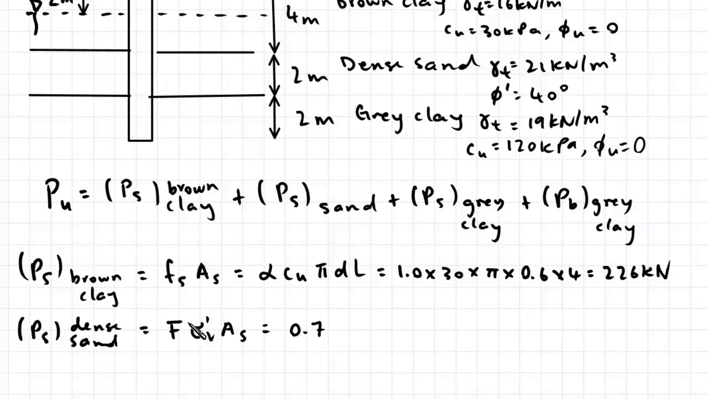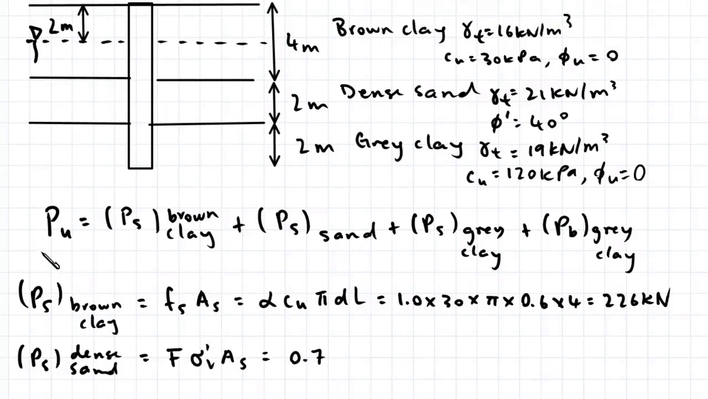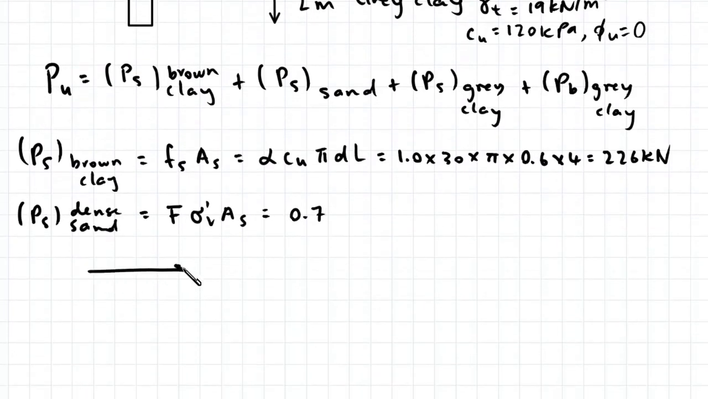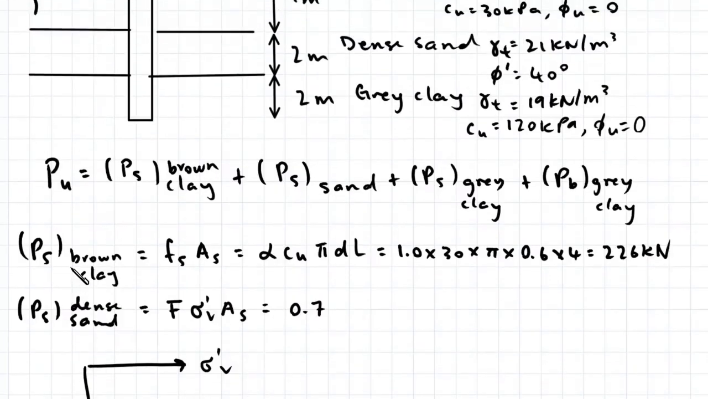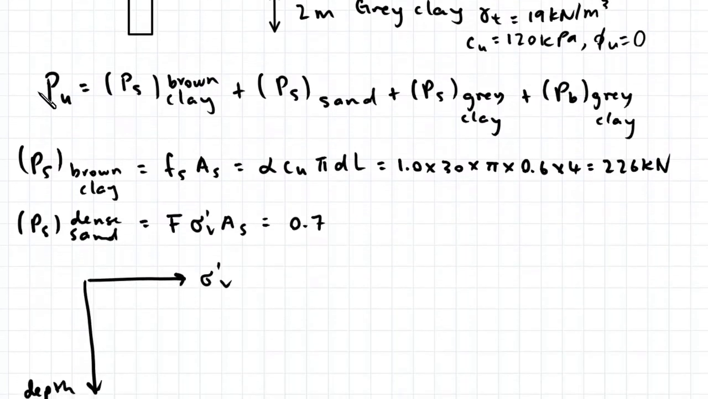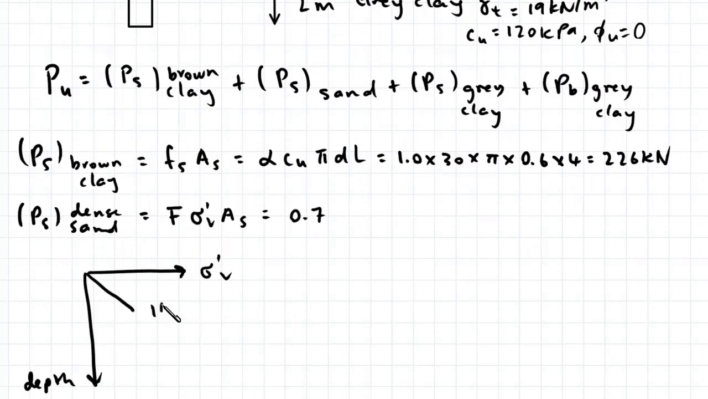Now to find the overburden pressure within the dense sand, we need to draw a quick diagram. I have an axis here of overburden pressure versus vertical depth. The vertical pressure just at the top of the dense sand layer is 16 multiplied by 4, that's the unit weight of brown clay, minus 2 times 9.8 because of the water table. So 16 times 4 minus 9.8 times 2. This works out to be 44.4 kPa.